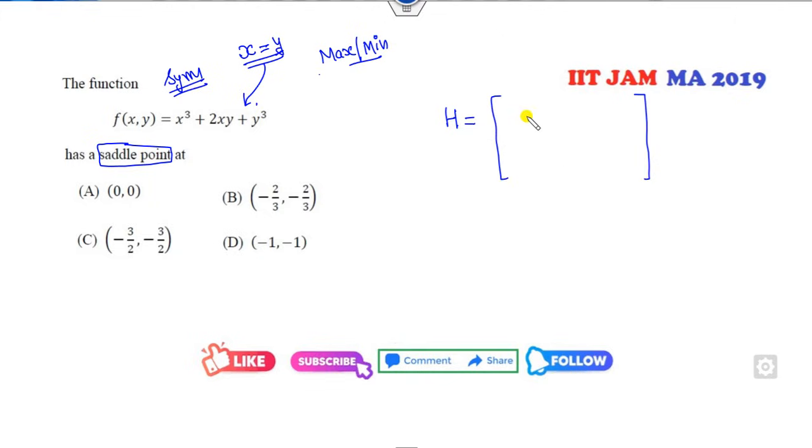What is the second derivative of this? 3x squared, 6x. Fine. This value is my 2, and it will be my 6y. What is the definition of the saddle point? The first value should be 0. That means x must be 0. So this option will be cancelled out, and because it's symmetric, we must have x is equal to 1.